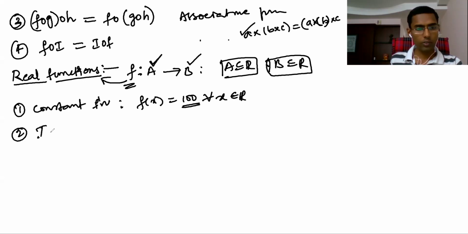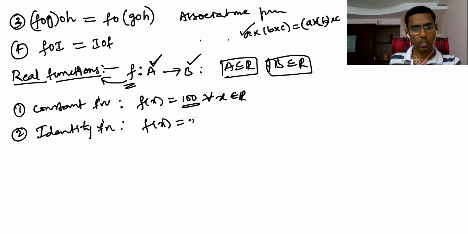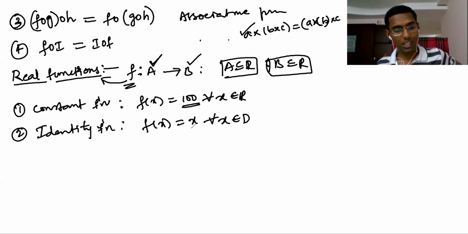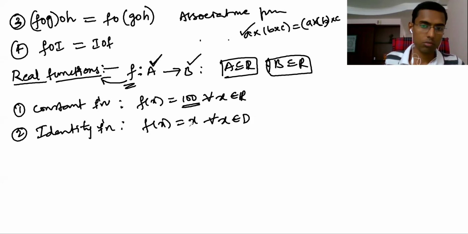The next, the identity function, I explained. What is this identity function? F of x equals x only. F of x is x for all x belongs to domain. In the domain, whatever you take, you will get the same image. Identity function is exactly like identity relation. Okay, this is the identity function also I explained.